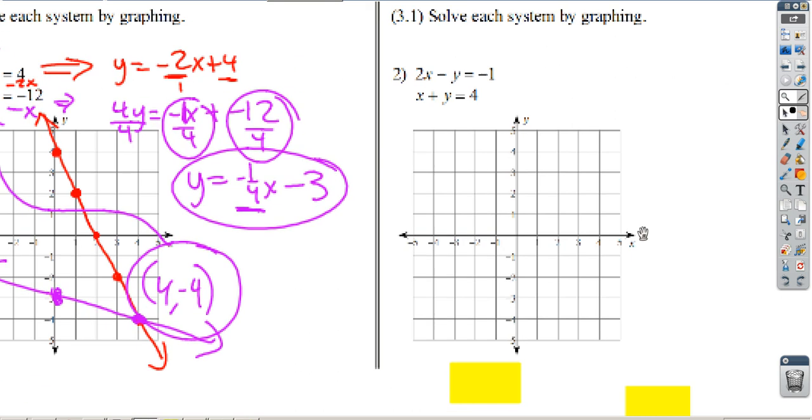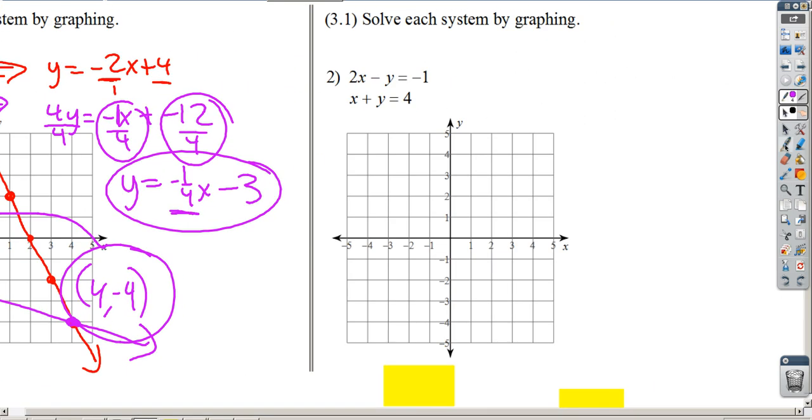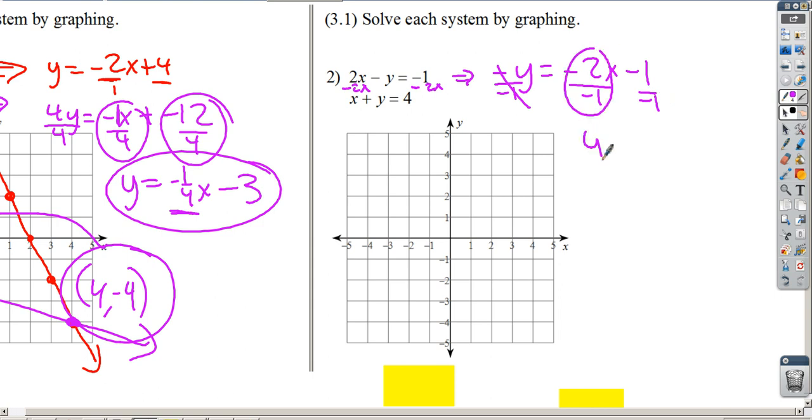Alright, same thing, number 2. Number 2, we will change these to slope-intercepts, so we'll subtract 2x right here. We'll get negative y equals negative 2x minus 1, and we need to divide by negative 1. So negative 2 over negative 1 becomes positive 2, and negative 1 over negative 1 becomes positive 1. So there's our first equation.